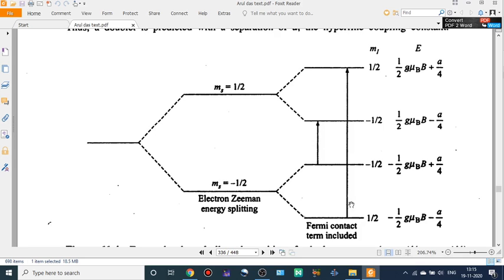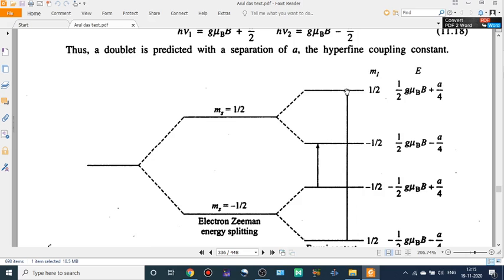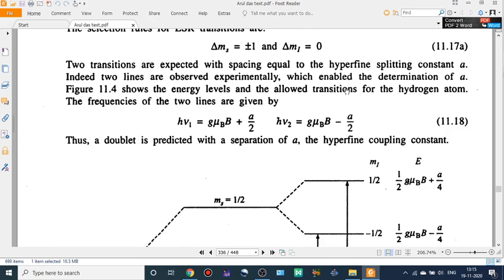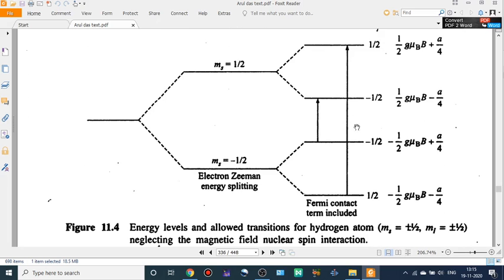Here one transition, here one transition, that obeys the selection rules, that is delta MS equal to plus or minus 1 and delta MI equal to 0. Obeying these selection rules, we will get two transitions, so we will get two signals. This is the energy levels and allowed transitions for the hydrogen atom.